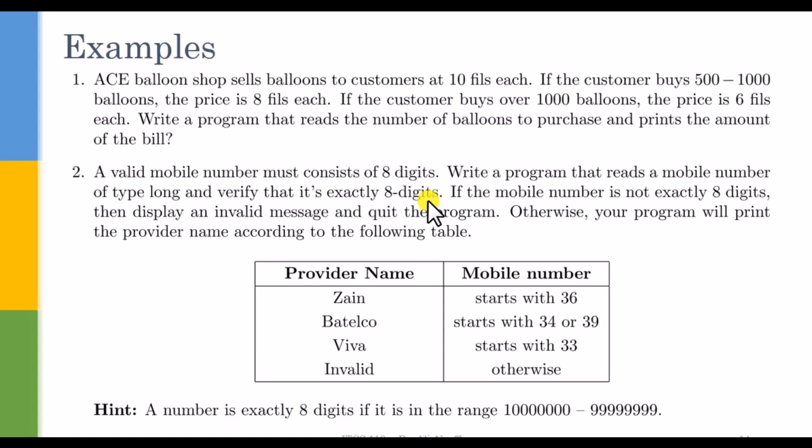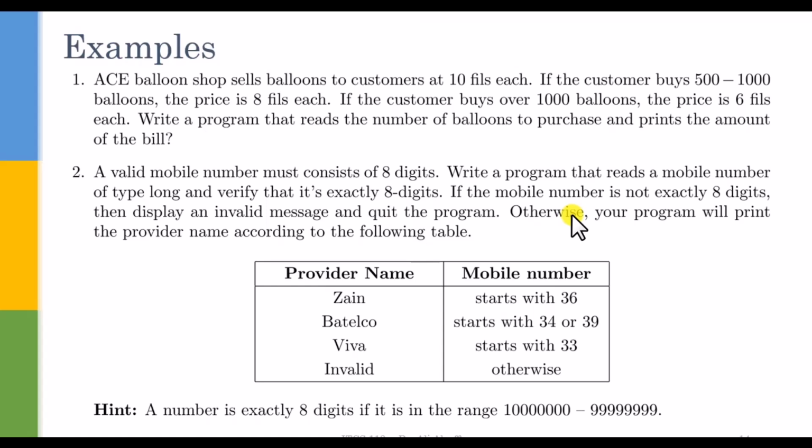So if the user gives less or greater than 8 digits, then we should stop it. We will see what happens if the user gives not exactly 8 digits. If the mobile number is not exactly 8 digits, what should happen? Then display an invalid message and quit your program. We already know how to do this, but we need to know how to check if it is exactly 8 digits.